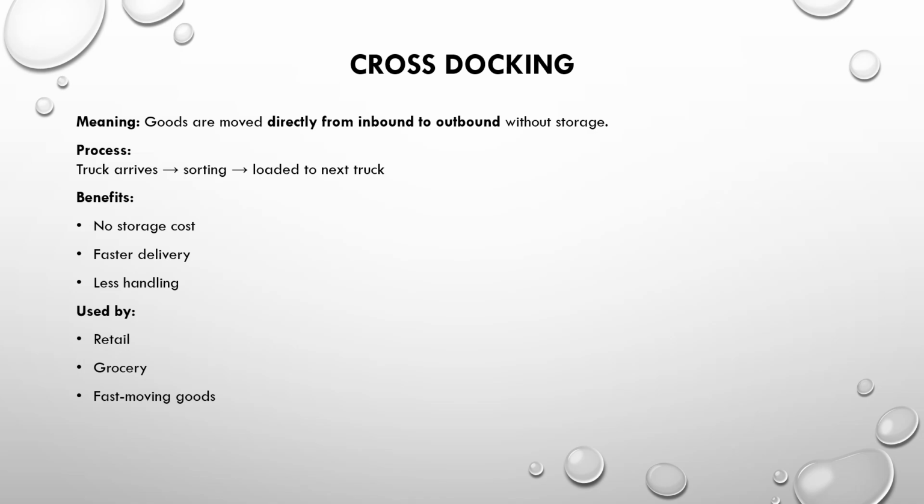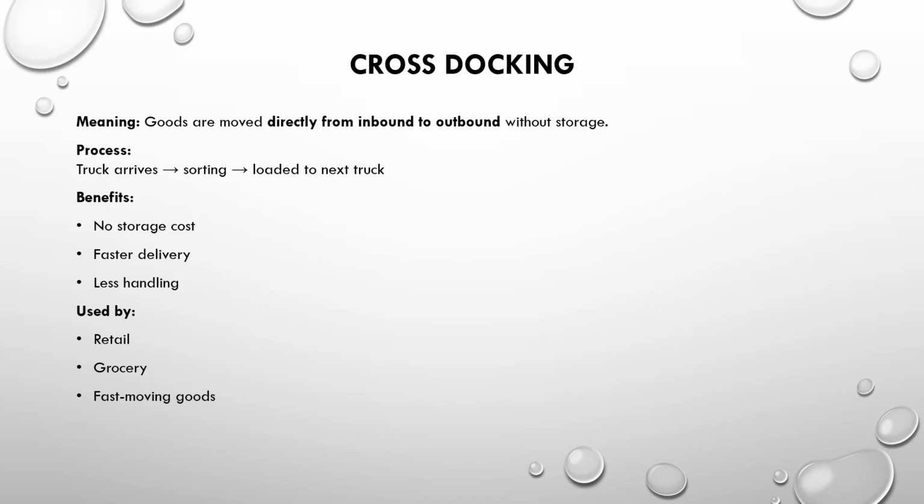Cross-docking process: first, the truck arrives at the warehouse. Next, the goods are sorted based on destination. After sorting, the goods are loaded directly onto the next truck. So there is no long-term storage involved.